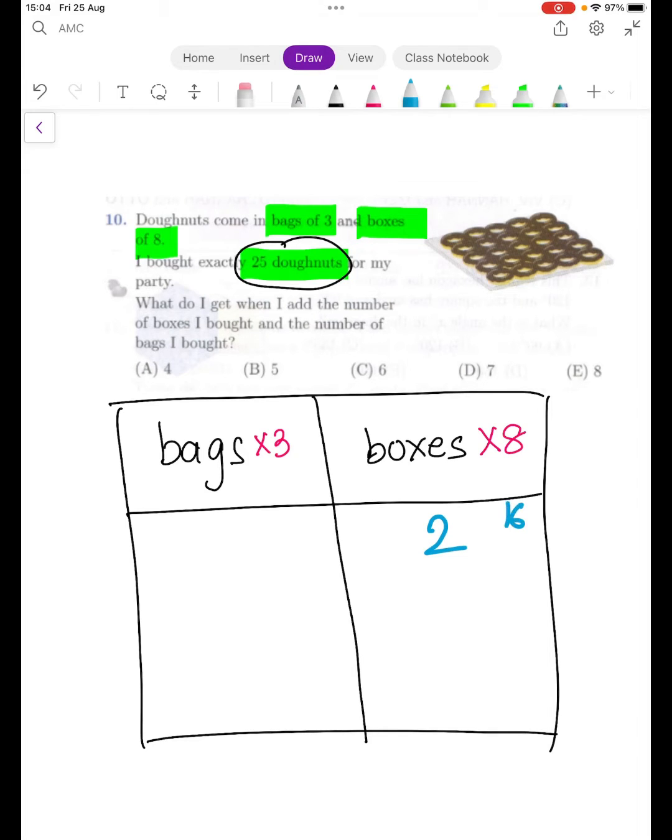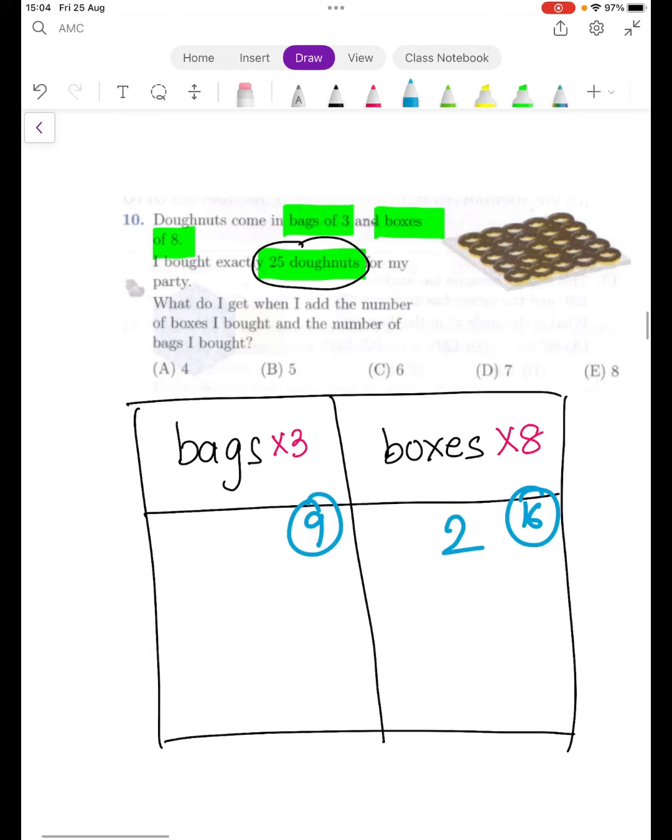If I buy 2 boxes, let's work it out. So 2 boxes will actually give me 16 donuts. To make it 25 donuts, I still need 9 more. And actually, it can work out. I can buy 3 bags, which will give me 9 donuts. 9 plus 16 is 25 donuts, and that works out.